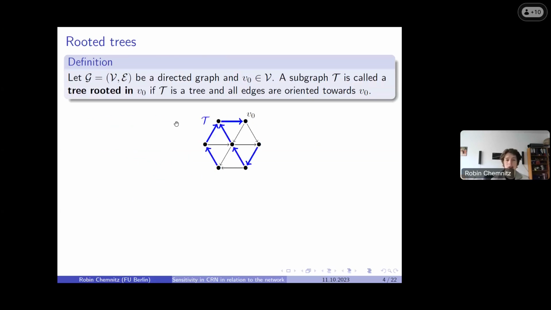So this would be an example of a rooted tree in v0. Not all nodes in theory have to be part of it, but in this case, all the nodes are part of it. As you can see, if you follow the tree along the edges, you will always end up in v0. So this is a tree rooted in v0. And if all the nodes are part of the tree, then we call it a rooted spanning tree.